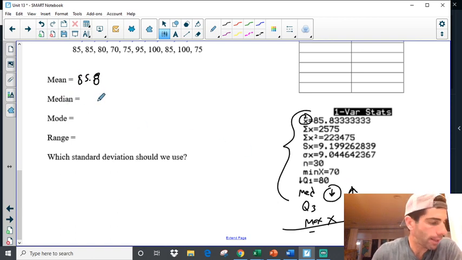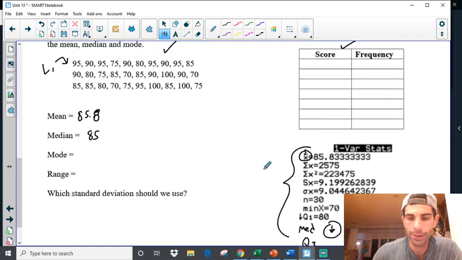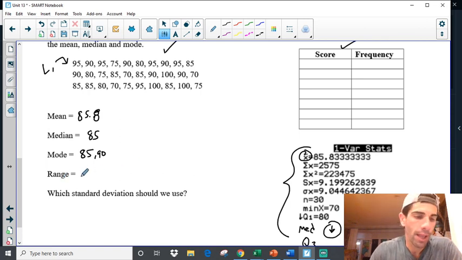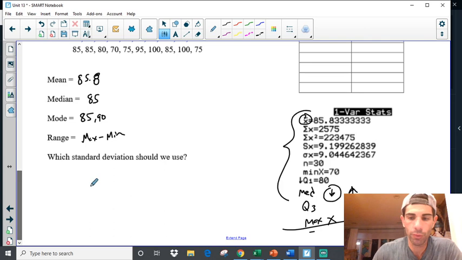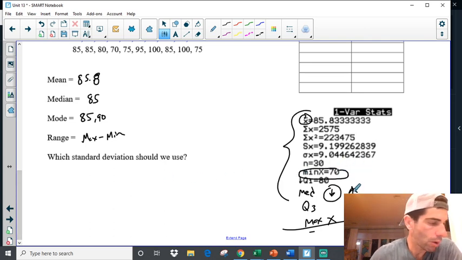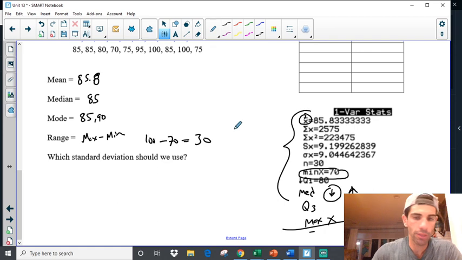So the median there is going to be 85. Your mode, that doesn't exist here. You'd have to look and see which numbers repeated the most. And 85 and 90 both repeated 6 times. So those are the numbers that would be the mode. You can have more than one mode. And your range, we said, is the max minus the min. That was over here. It said that the min value was 70 and the max value was 100. So I would do 100 minus 70, and I would say 30.